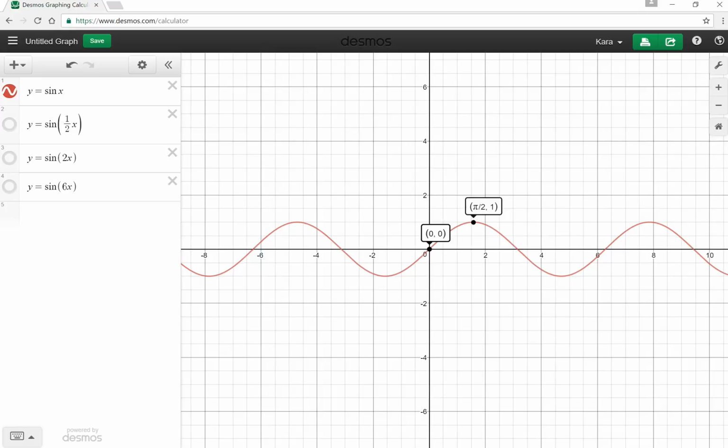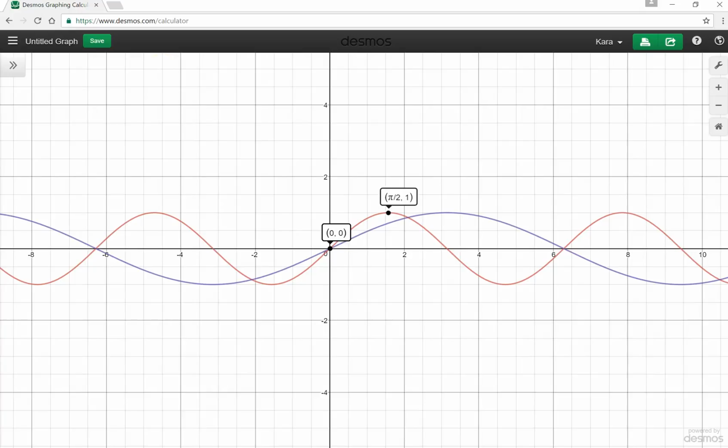So again, our parent function, y equals sine x, this is what we're used to looking at. Now what happens if we change the coefficient of x inside the sine? So if we look at y equals sine of 1/2 x and turn that one on, what do we see here? So I'm going to just tap here and let's have a look at our amplitude. Well, our max and min haven't changed, right? As compared to our max and min on our graph here, that hasn't changed.